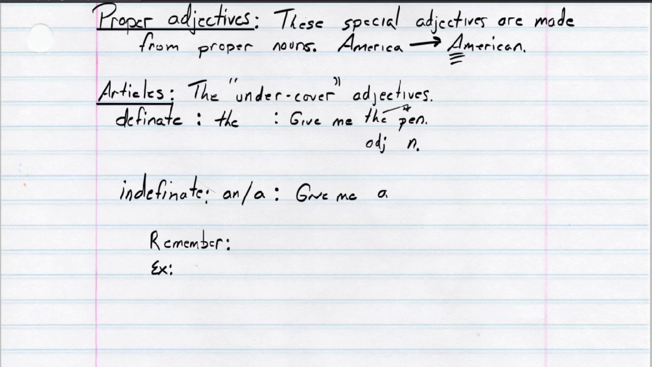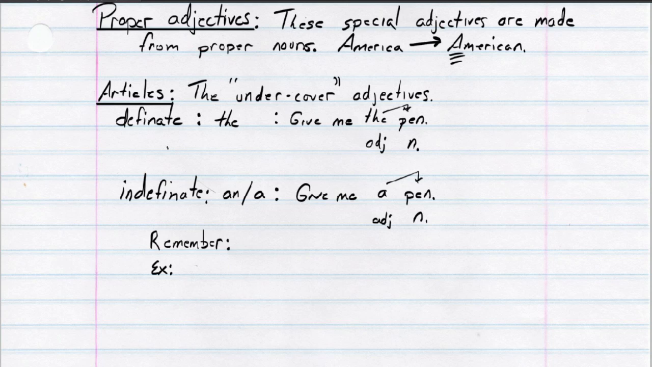give me a pen. Underneath pen, I want you to put noun again, and underneath a, put adjective. We know that a is an adjective because it is modifying the noun, pen. Okay, so the difference and how to remember it.